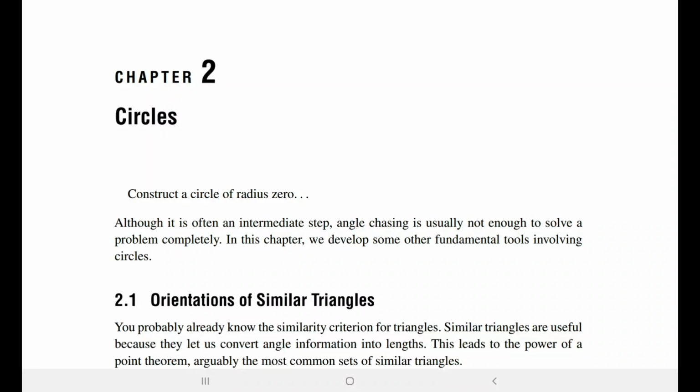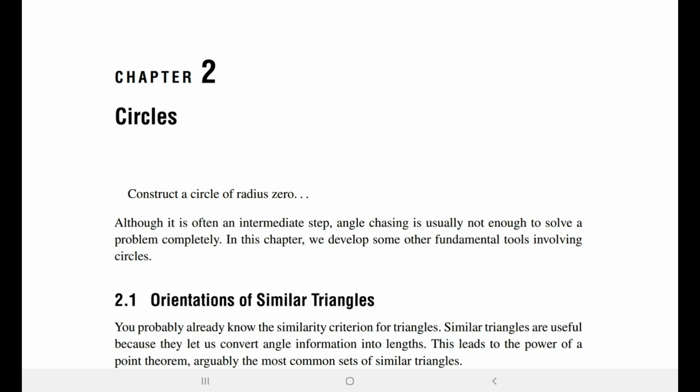So in the previous two videos we discussed the first chapter, which was about angle tracing. We learned the angle tracing techniques. We learned about the centers of the triangle, the orthocenter, the circumcenter, the incenter, and these stuff.